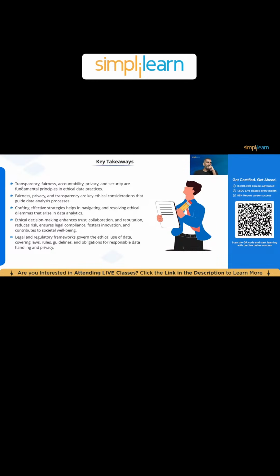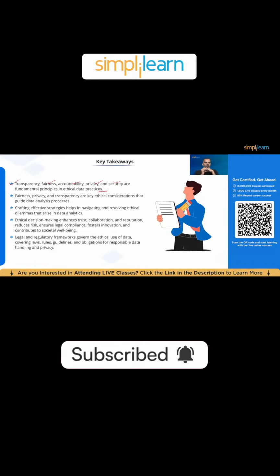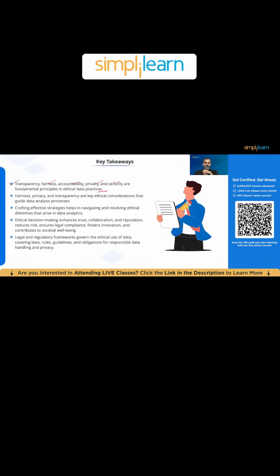So can I say that transparency, fairness, accountability, privacy, and security are the fundamental principles of ethical data practices, and we all understood the role of these key principles. These are the five principles of ethical data practices.